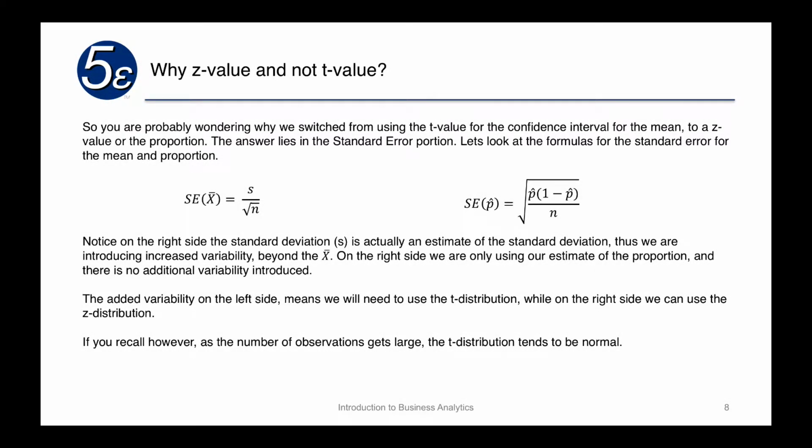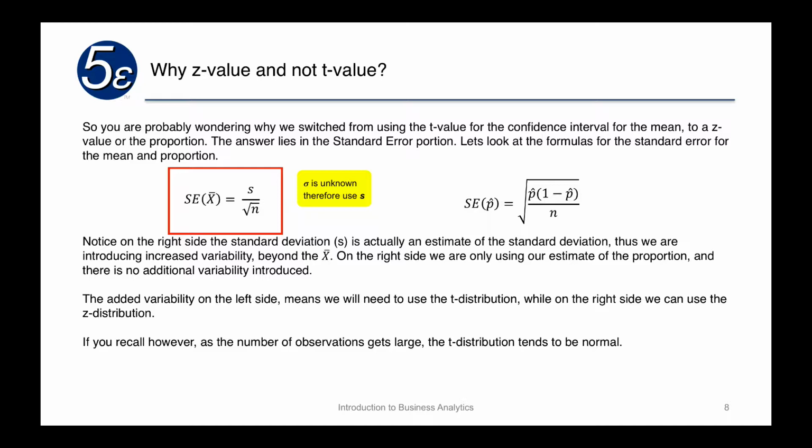Now, why are we using the z-value and not the t-value, since we had been talking about the variance before for the population, for the confidence interval around the population mean, and we switched to a t-value? Why are we switching back to a z-value? Well, let's look at the formulas for the standard error again and understand why this is occurring. Before, we had a standard error of the x-bar, which is the sample mean, as s, which is the sample standard deviation, over the square root of n.